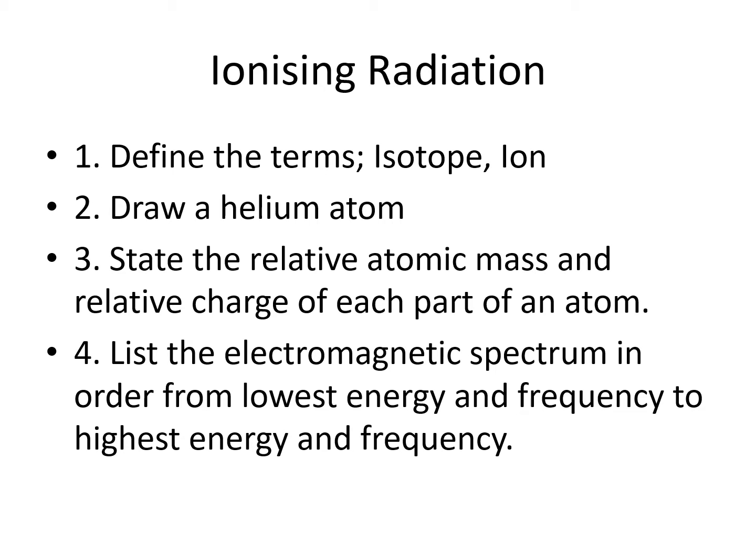So our title is Ionizing Radiation, and the first thing I want you to do is define the terms isotope and ion, draw a helium atom, then state the relative atomic mass and relative charge for each part of an atom, and then list the electromagnetic spectrum in order from lowest energy and frequency to highest energy and frequency. Pause the video to attempt these questions now.